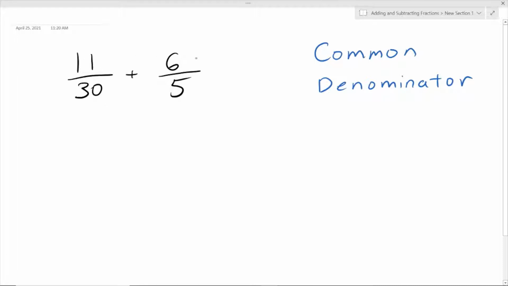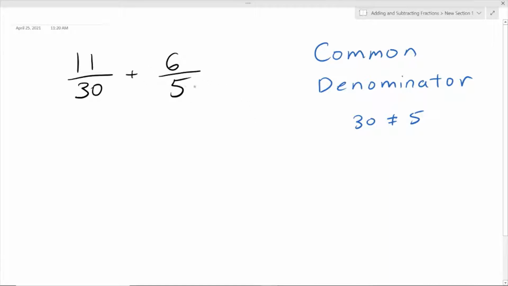These numbers at the top are called numerators, by the way, but we're looking at the denominator now, so we need to make sure the denominator is the same, okay? And here 30 and 5 are not the same. That's not good, okay? We cannot add these fractions yet.